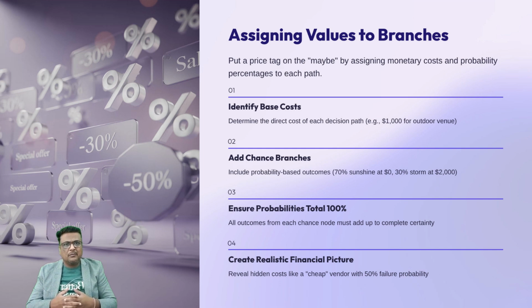I once worked on a project where we realized a cheap vendor was actually more expensive once we added the 50% chance of them failing a quality test. By assigning these values, you create a realistic financial picture of each choice. But here is the catch. How do we boil all these percentages and dollars down into one number? That brings us right into our next step: calculating expected monetary value at the node.